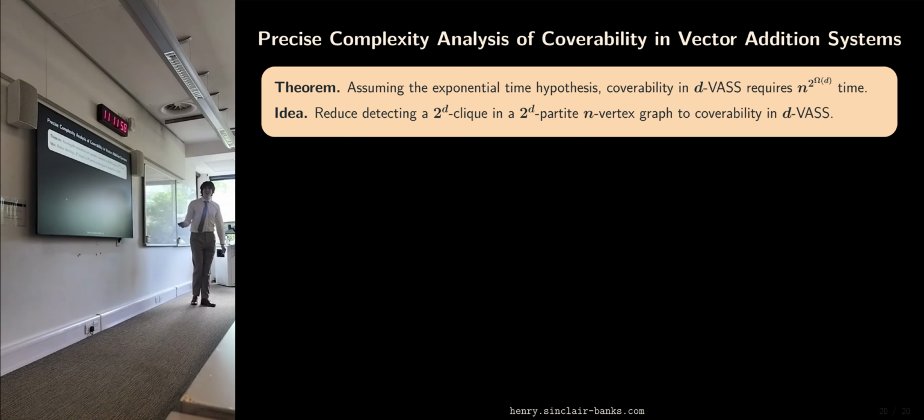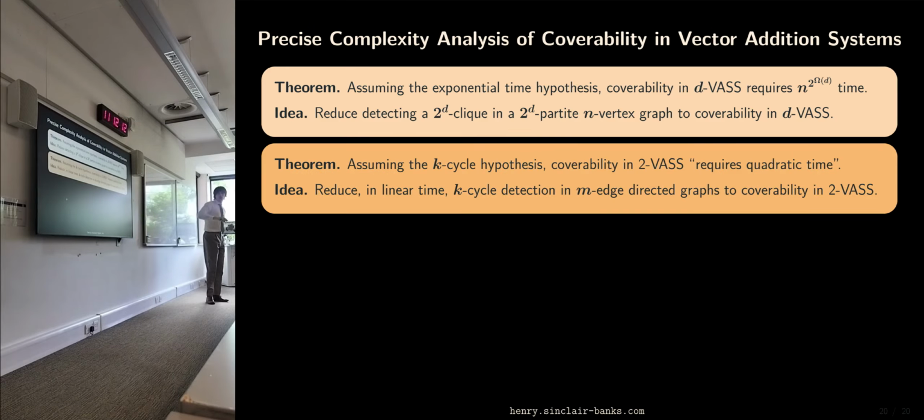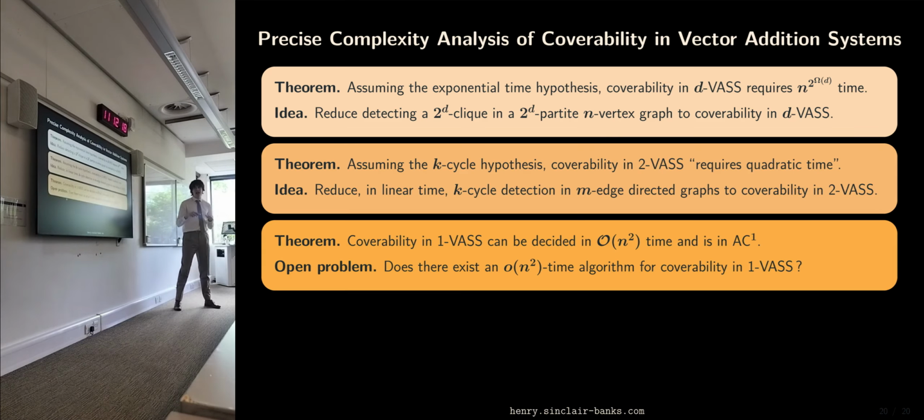And so to conclude, I've shown you that under the exponential time hypothesis, coverability in DVASS requires n to the 2d time through a nice parameterized reduction from detecting cliques. I then showed you that coverability in 2VASS requires quadratic time through detecting k cycles in directed graphs. And then in the end, I've just shown you the state-of-the-art, the knowledge of coverability in 1VASS, and posed what I believe is an interesting open problem about really what is the fine-grained complexity of coverability in 1VASS.